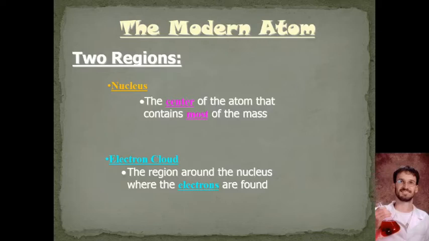So the nucleus is in the middle. It's the very center of the atom, and it contains most of the mass. And by most of the mass, like 99.99999% of the mass of any atom is found in that very central spot, and a relatively tiny spot. The electron cloud, on the other hand, is everything around the nucleus, and it contains very little of the mass, and it's where we find the electrons. That's why it's called the electron cloud.